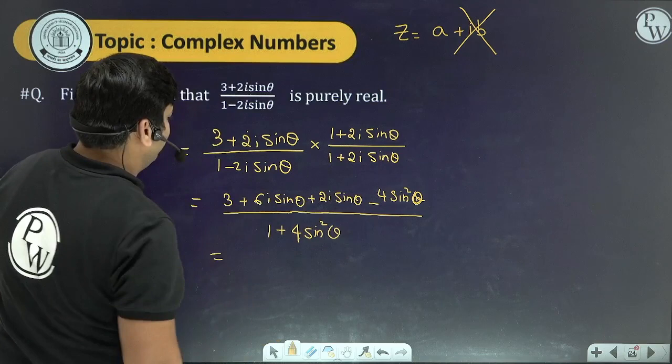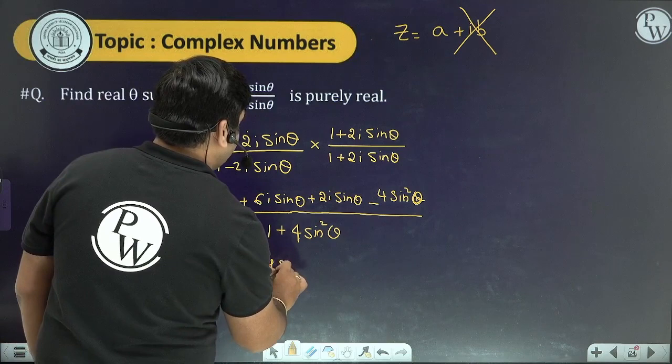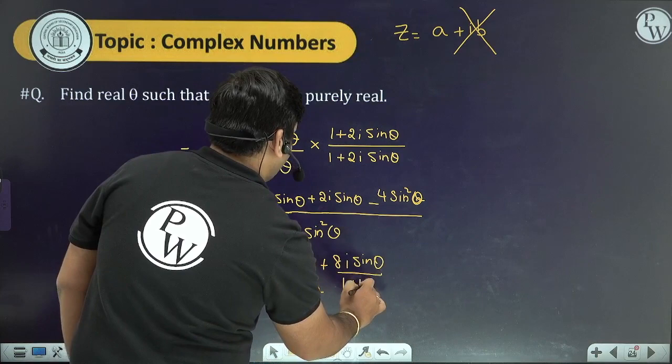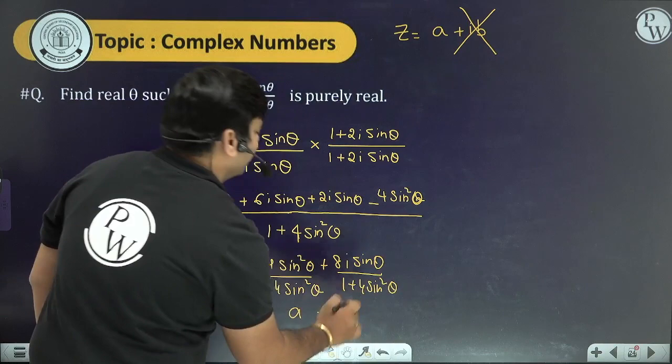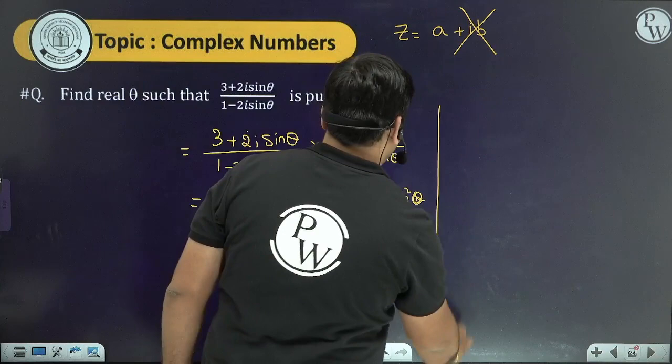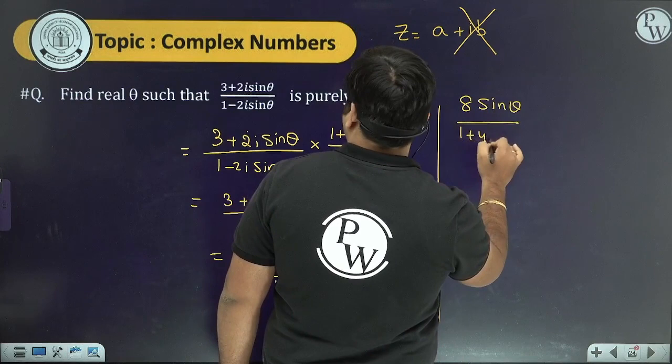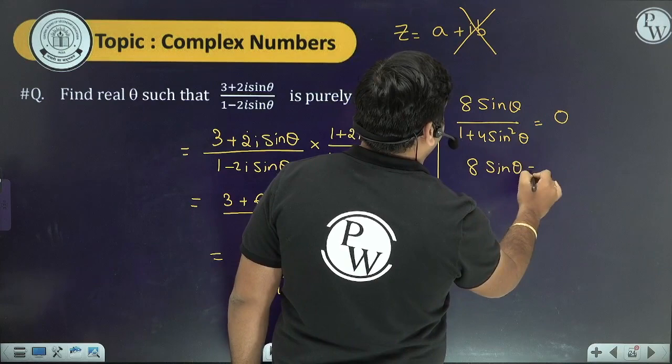So that will give you, people, are we done? Right. So (3 minus 4 sine square theta plus 8i sine theta) by (1 plus 4 sine square theta). What is this, people? This is in the format of a plus ib. And for purely real, I told you that b should be 0. So that means this complete term should be 0. This complete i times 8 sine theta by 1 plus 4 sine square theta should be equal to 0. So 8 sine theta is equal to 0. So theta will be equal to 0.